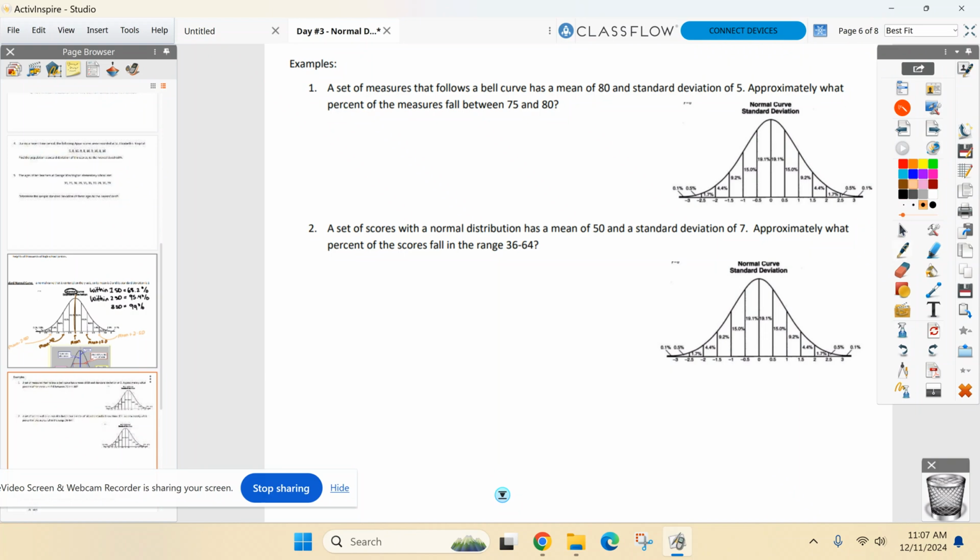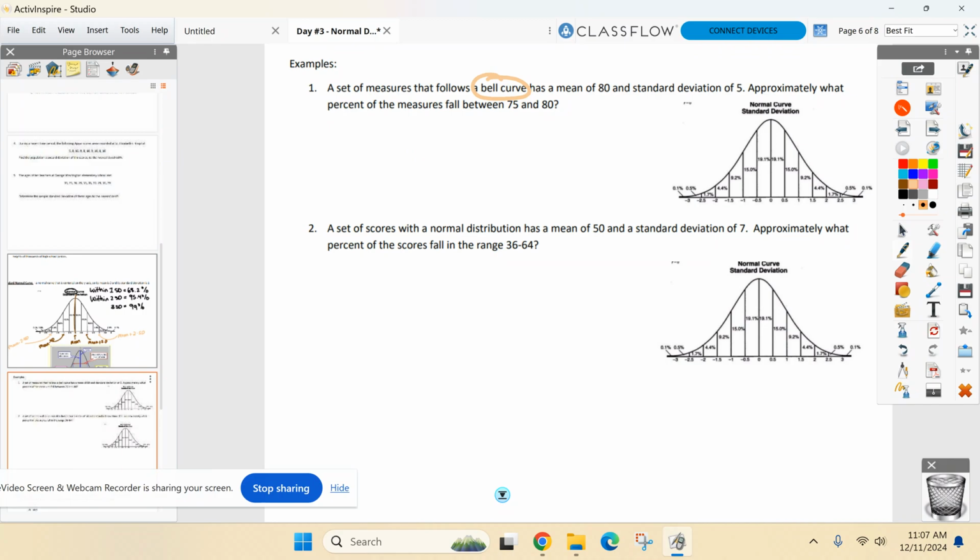All right, a set of measures follows. Everyone circle bell curve for me. It follows a bell curve. You've got to lock in here for me. Circle that. That tells me I can use the curve and its percentages. I can use the percentages underneath the curve.